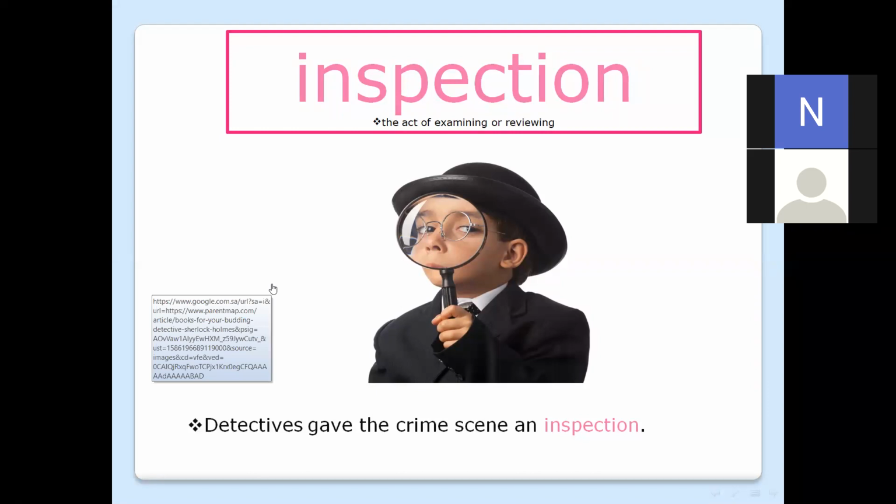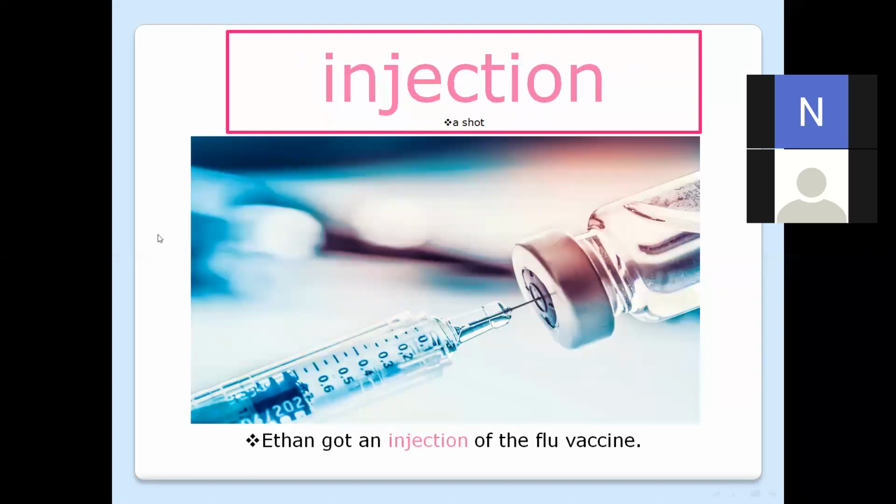Next one. Injection. We all know what an injection is: a shot or vaccine. Ethan got an injection of the flu vaccine.